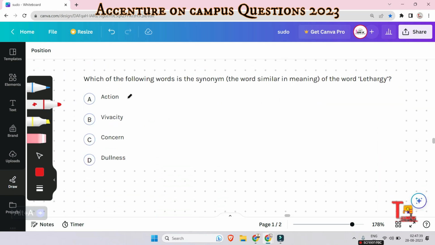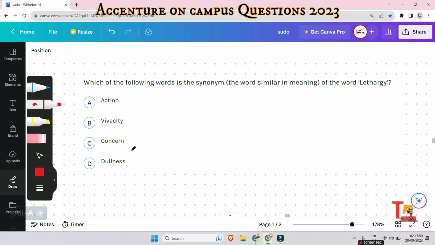Okay, the next question is, which of the following words is the synonym of the word lethargy? Action, vivacity, concern, dullness. Now I'm just answering the questions. In this case, the answer will be dullness, right?